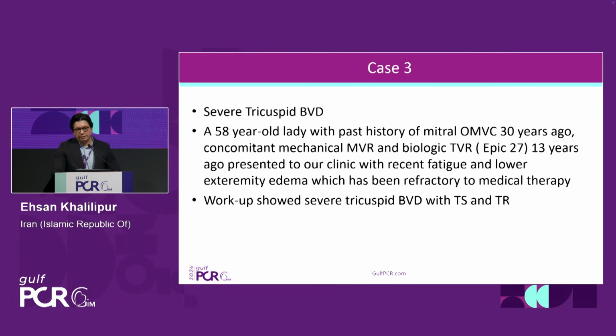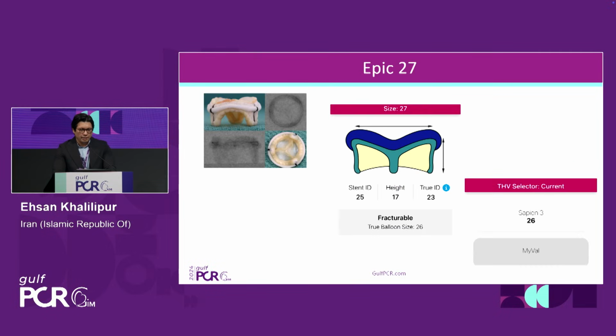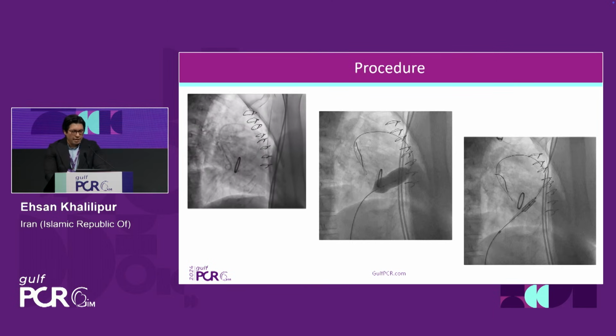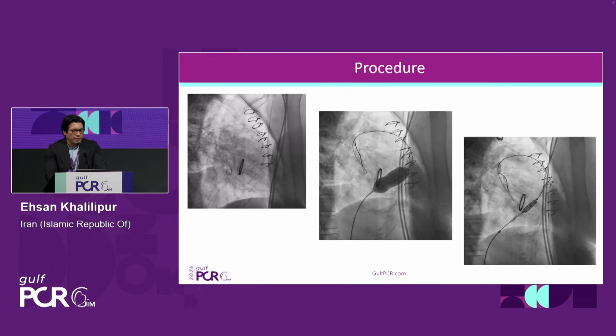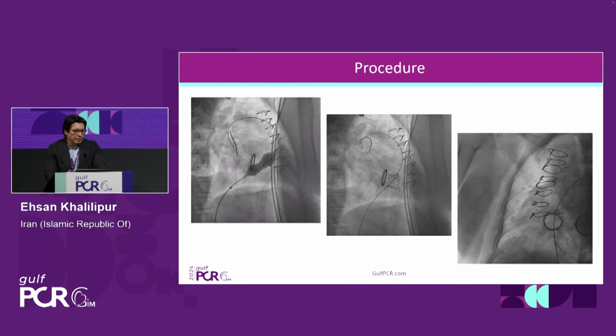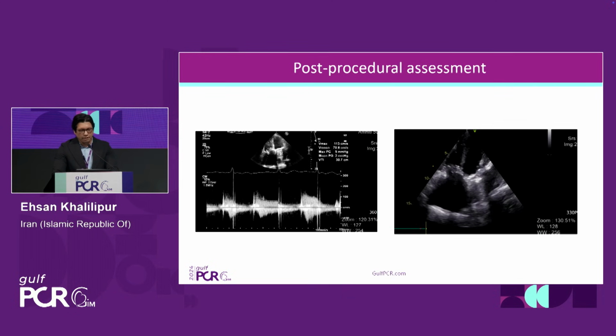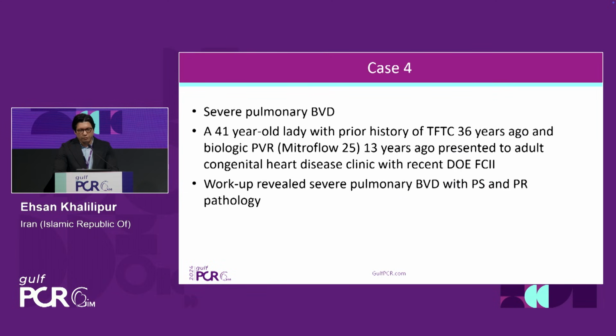Case 3, another rheumatismal heart disease patient, in tricuspid position, EPIC 27 again, and echo assessment shows degeneration, again the same data as the prior mitral. We wired the valve, pre-dilated, and did the final deployment of the valve, which shows a great procedure, with a total fluoroscopic time of 8 minutes. And this is the final result with a mean gradient of 2.